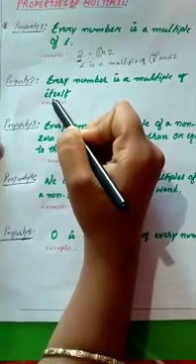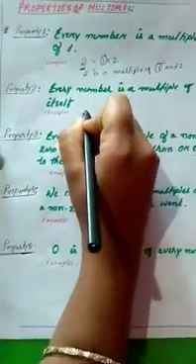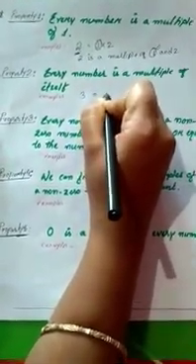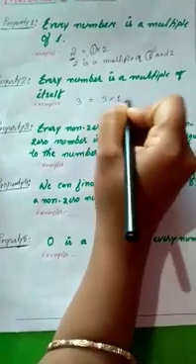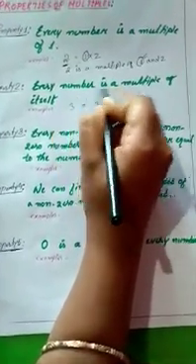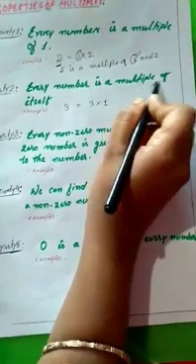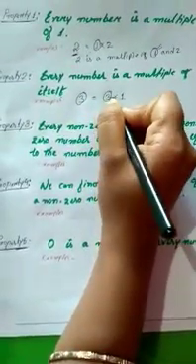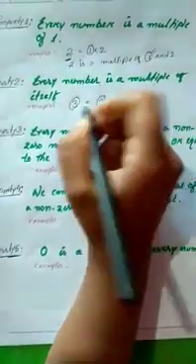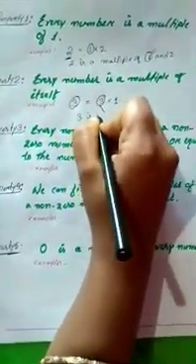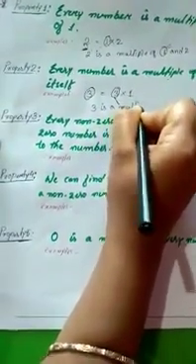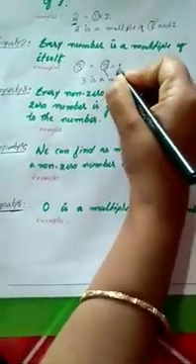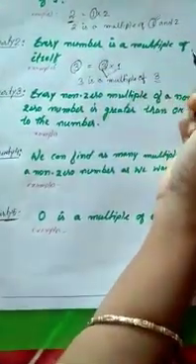So every number is a multiple of itself. In the same way, 3 can be written as 3 into 1. Yes or no? So every number is a multiple of itself. That means the number itself, 3, is a multiple, and it's coming as the number itself. So 3 is a multiple of 3, and as it is a product, we are multiplying both the numbers.